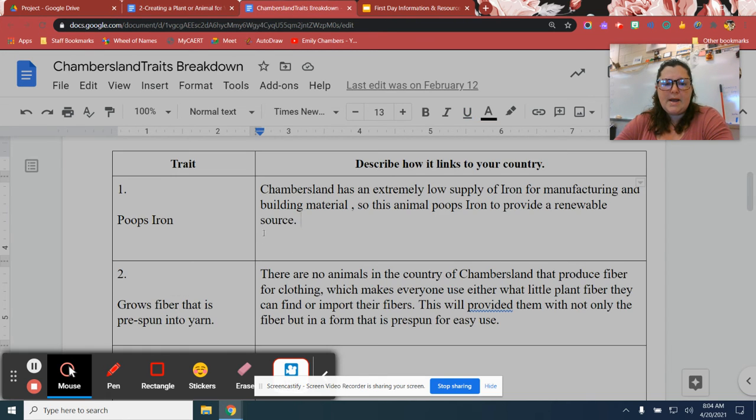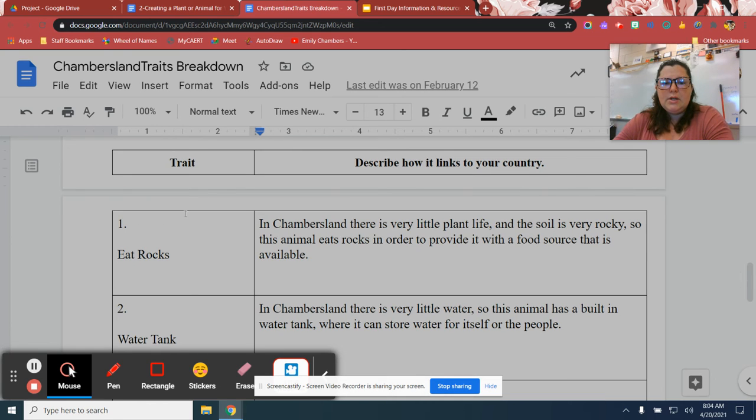Again, I'm going to move over to my example. So one of the things my animal does is it eats rocks. Okay, so in Chambersland there's very little plant life. The soil is very rocky, so the animal is able to eat rocks in order to provide it with a food source that is available. Again, completely ridiculous, completely unrealistic, but that's the thing. That's what you want to look for. I'm saying my animal eats rocks because there's no vegetation for them to eat in this environment. There's nothing to help them with nutrition, so mine's just going to eat rocks.